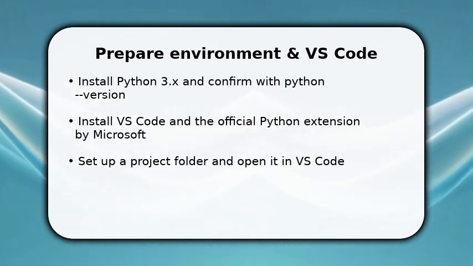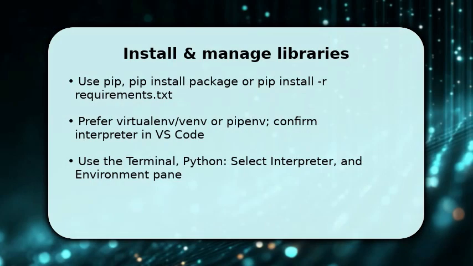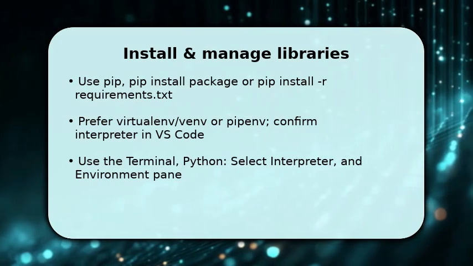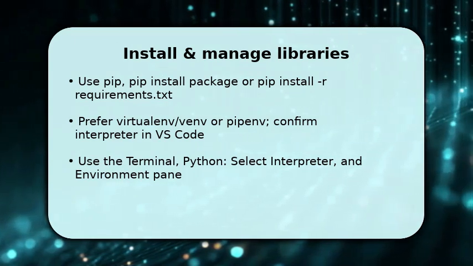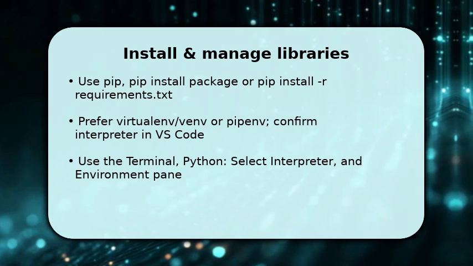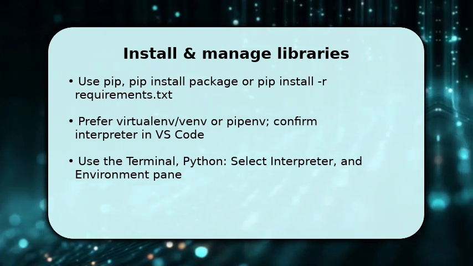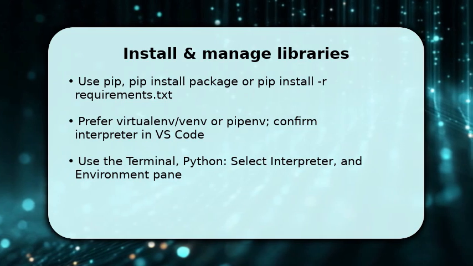You will now install libraries into the active environment. Use pip install package or pip install -r requirements.txt to add dependencies. Once libraries are installed, make sure VS Code points to the same interpreter. Run Python: Select Interpreter and choose your venv.